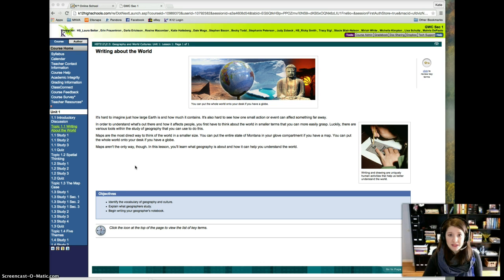So the objectives for this unit are to identify the vocabulary of geography and culture, to explain what geographers study, and to begin writing in your geographer's notebook, which the course is going to prompt you to write in your journal. I've disabled the journal feature because those are ungraded assignments. However, if you keep your own geographer's notebook, which is essentially just writing notes as you go along, I highly recommend that.